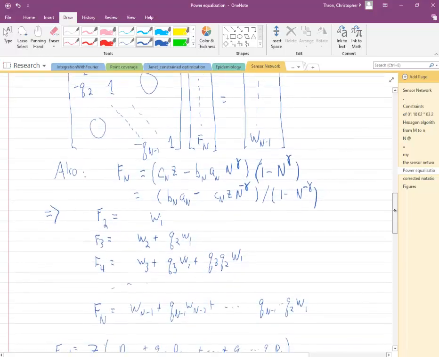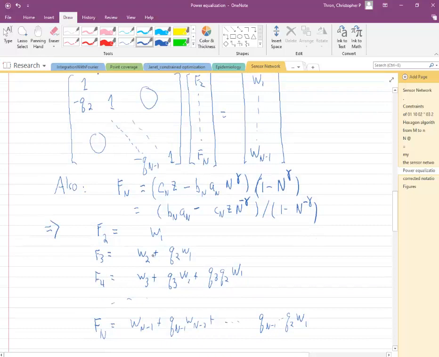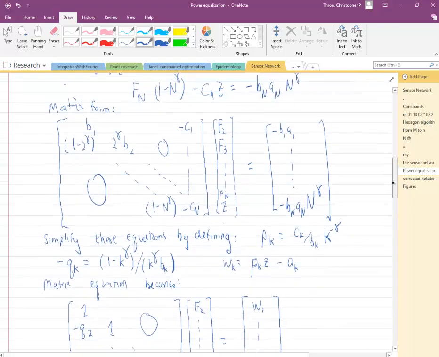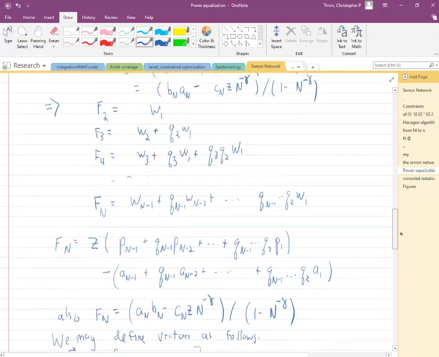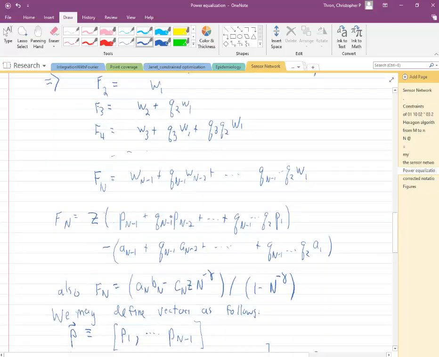And these can be solved for F2 up to Fn. We solve them one by one like this. We solve them in terms of W. Now W, what does W involve? W involves pkZ minus Ak. pk is known, Ak is known, Z is not known. Okay? So I can rewrite these equations in terms of Z, P's, and the Q's. The P's are known, the Q's are known, the A's are known. Only Z is not known. Then there's one more power equation for the very last node. Using these two equations, I can find Z, because I can set this equal to this.